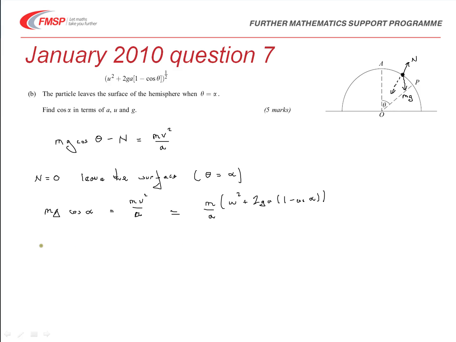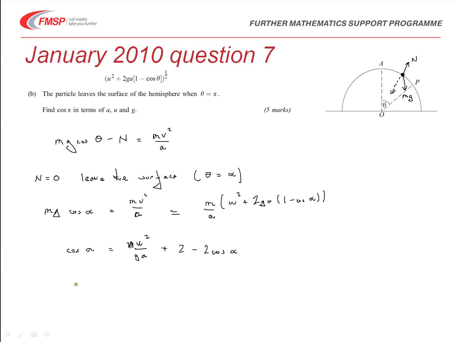Now once again we can see that the mass will cancel, and if we divide through by g, we're going to get cos alpha equals u squared over ga, since you're dividing through by g, so the g is on the bottom with the a, plus, and then the g and the a will cancel to just give you 2 times the 1 minus cos alpha, so that's 2 minus 2 cos alpha.